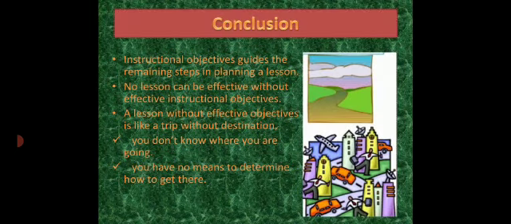And then finally, the conclusion. Instructional objectives guide the remaining steps in planning a lesson. No lesson can be effective without them. If we can't write these instructional objectives, we don't know where we are going, and we have no means to determine how to get there. To write a lesson, we have to write a general instructional objective and a specific instructional objective. If we don't know these things, we can't write these instructional objectives.